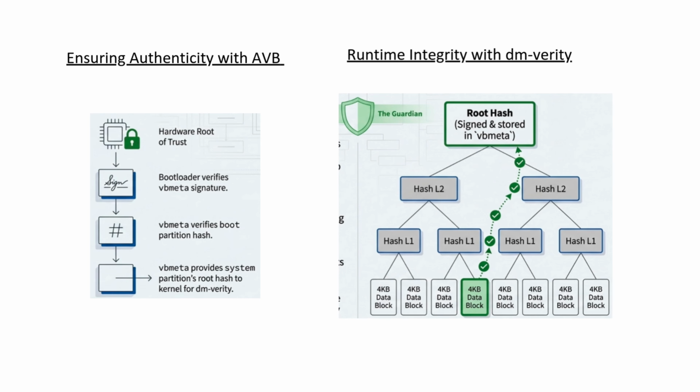Here on the left is the depiction of authenticity checking with AVB, where the hardware root of trust is used by the bootloader to verify the VBMeta signature, which then eventually verifies the boot partition hashes. And then VBMeta provides the system partition's root hash to the kernel for dm-verity checks.